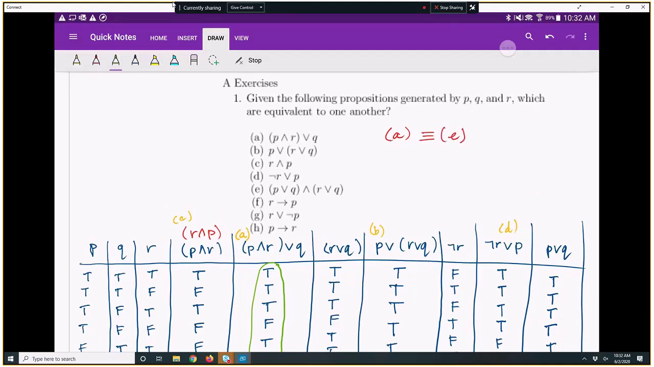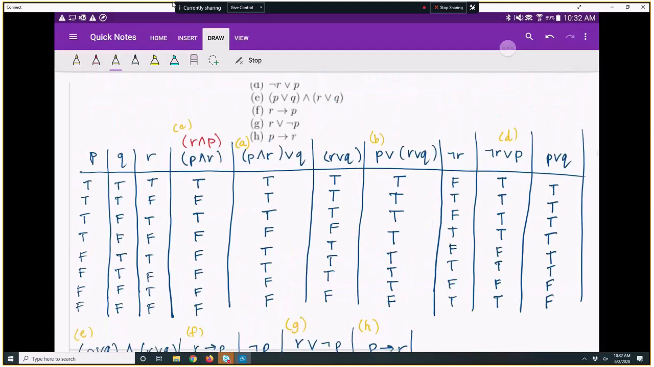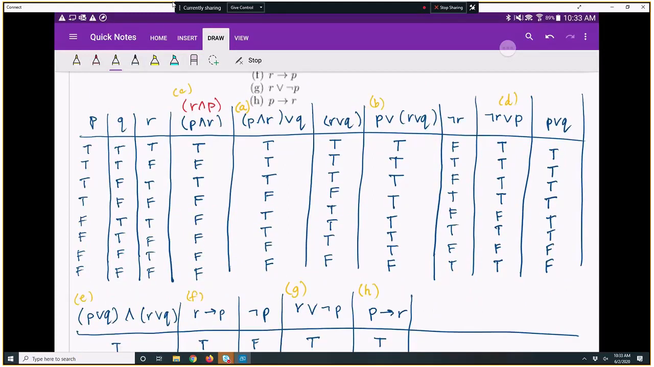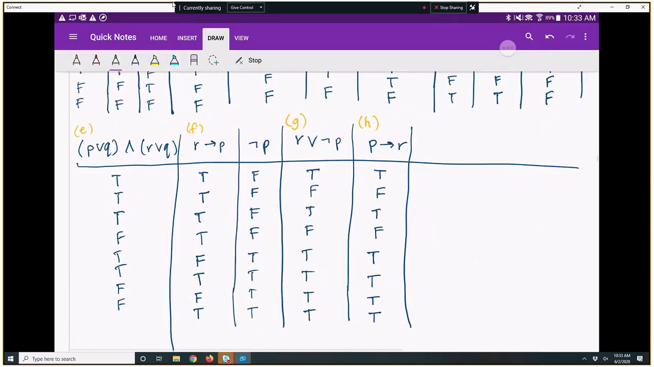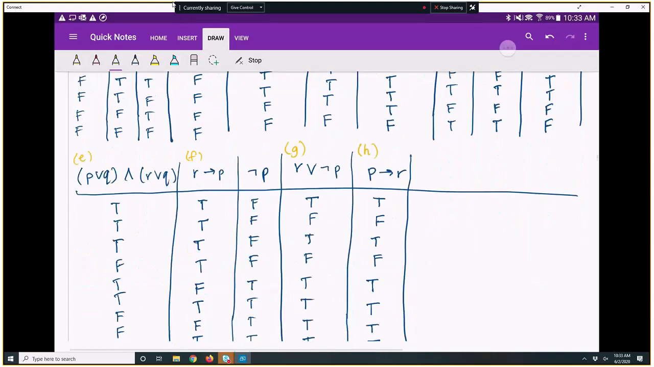And we use this symbol for equivalence. Now what about B? True, true, true, true, true, true, true, false. Everything true except the last one. It doesn't look like I have anything equivalent to B. And I also don't see anything equivalent to C, which is true, false, true, and then everything else false.